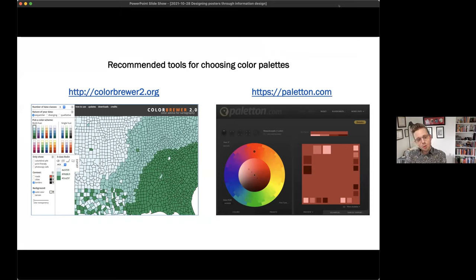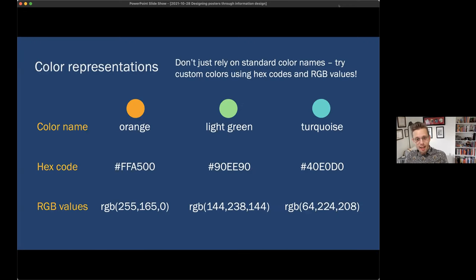Now, a couple of quick tools for selecting better color palettes. Color Brewer, there's a link here. That's great for finding perceptually uniform color palettes. And then Paletton is a color palette picker where you set an initial color and then it gives you some suggestions of complementary or adjacent colors that you can use to construct your own color palettes. And these tools give back colors that are in other forms that are often beyond what the standard color palettes provided by desktop software are.